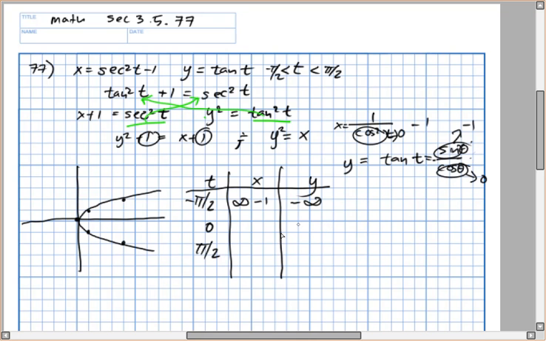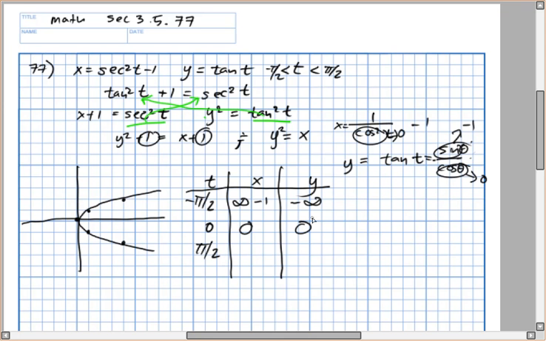Okay. Now let's take a look at 0. Cosine of 0 will just be 1. 1 divided by 1 squared minus 1 is just 0. And y, tangent, is just 0 as well.